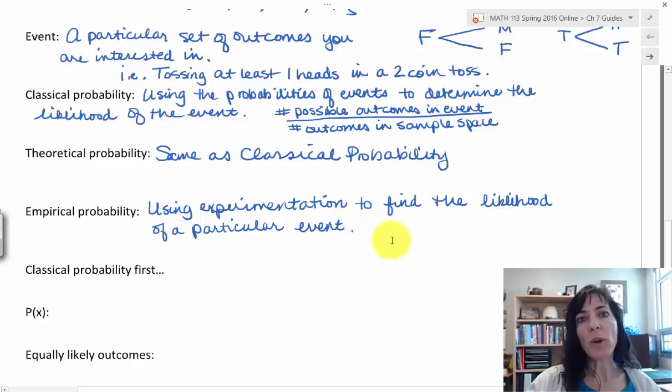You might be wondering, what if you don't know the probability of each of the events? Like, say, the probability of a random student in the class having received an A on their homework. Well, you don't know. So you would use experimentation to find out the likelihood of a particular event, like a student getting an A on the exam. So you would have to take a sample and find out how many in the sample got an A, and then use that probability for the whole population of students in your class, for example. So empirical probability is using experimentation to find the likelihood of an event.